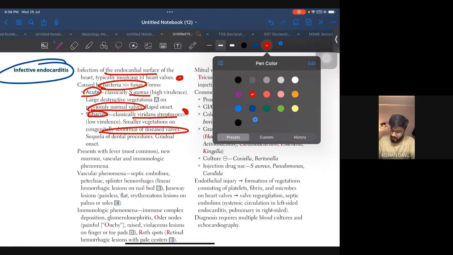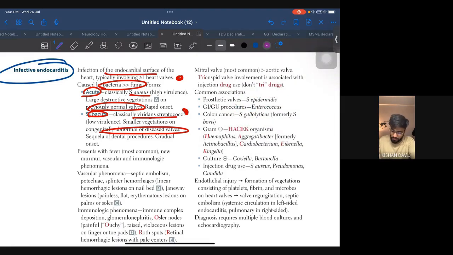And the important thing, in the exam they will give you a sequel of dental procedures. The patient will come to you, and 2 or 3 weeks back there was some dental surgery on this patient. The dentist didn't take proper care and didn't give the prophylactic antibiotic. As a result, infection occurred and passed on to the heart, resulting in infective endocarditis through dentistry. So this is also important. If dental procedure is there, your answer will be viridans streptococci. This is very important, so note this down.